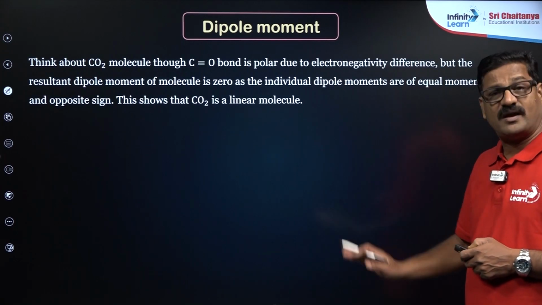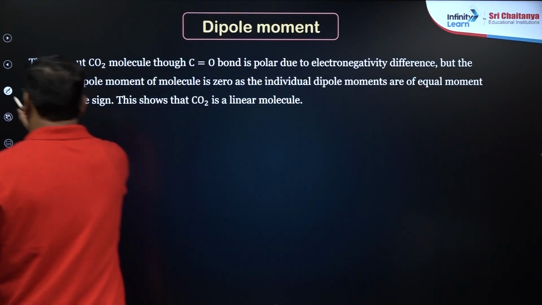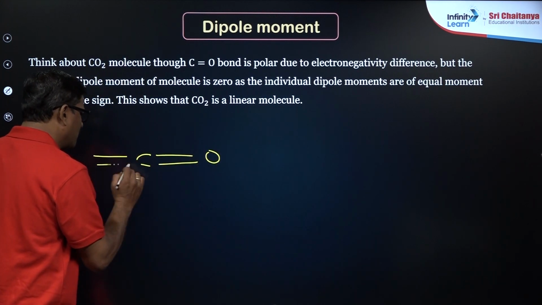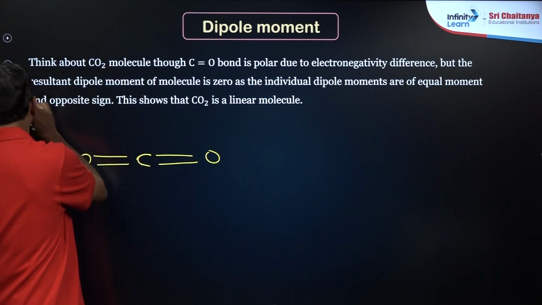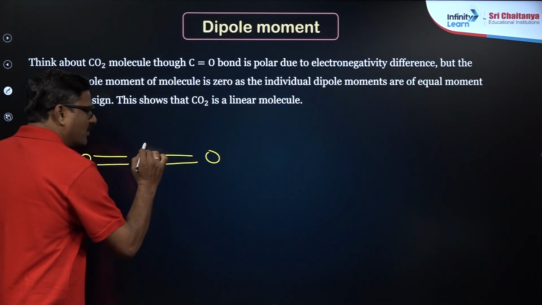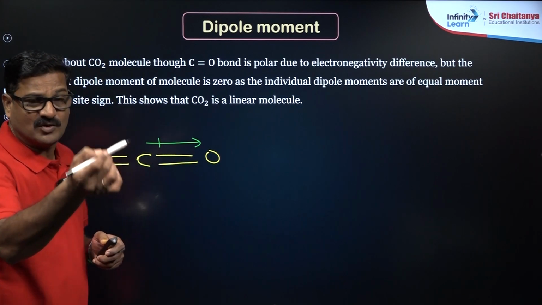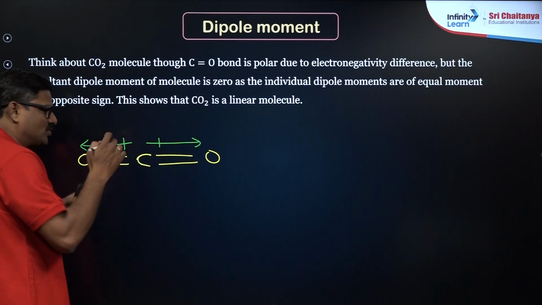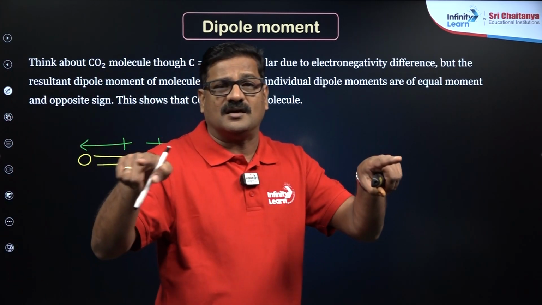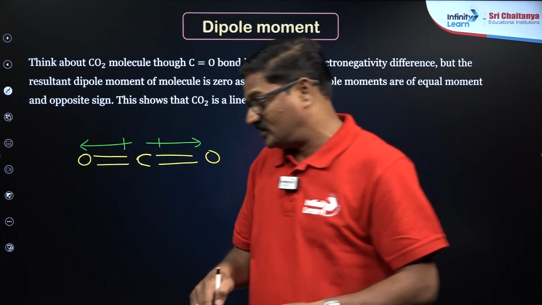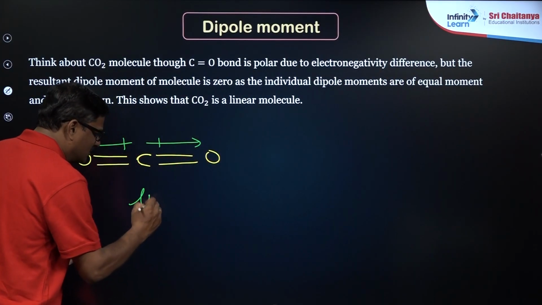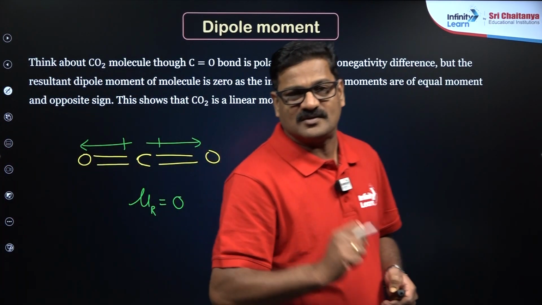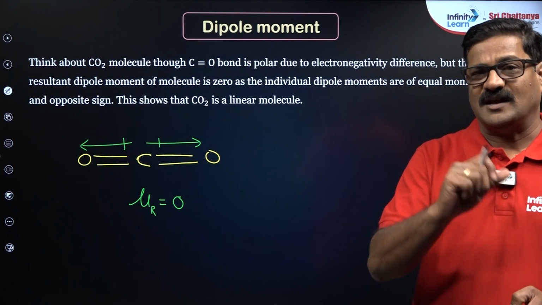Similarly, consider carbon dioxide, which has a linear structure, O double bonded to C double bonded to O. The dipole moment is towards oxygen, because oxygen is more electronegative than carbon. So two dipoles are in opposite directions with the same magnitude. The resultant dipole moment for this is going to cancel out, it becomes 0. Simply apply the vector concept so that you can do well in dipole moment.